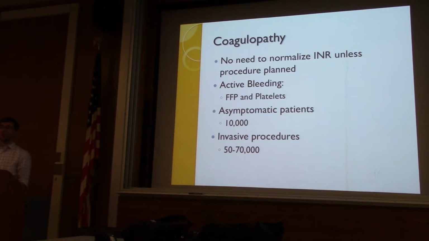What happens if the patient gets a coagulopathy? You don't need to normalize the INR. If they're actively bleeding, go all out, give them everything you can to stop the bleeding, FFP, platelets.